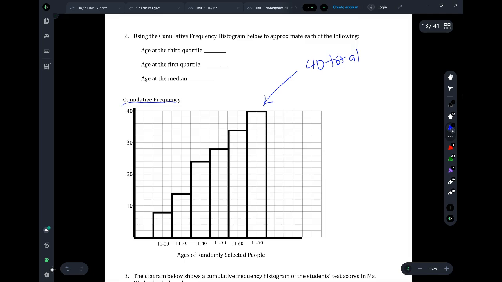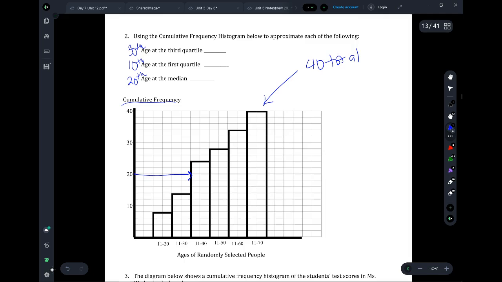So there are 40 total, then our median's going to be halfway, so that would be the 20th person. Then half of that would give me the first quartile, and obviously 3/4, so the 30th person will give me the third quartile. We're just going to have to think about what that interval is that represents it. So let's start with the median. That's the easiest one. The 20th person, here's 20.